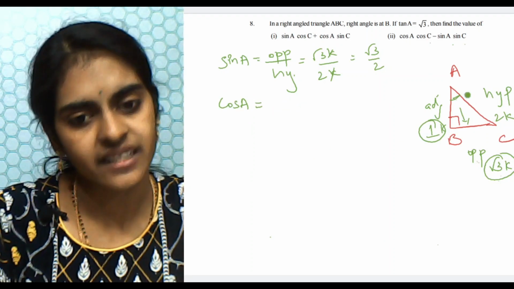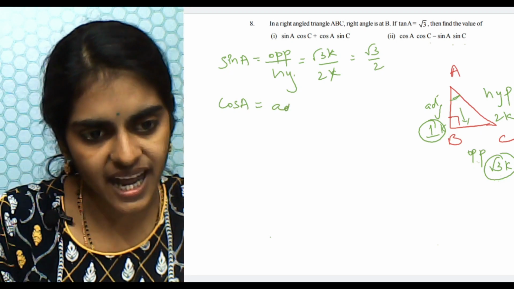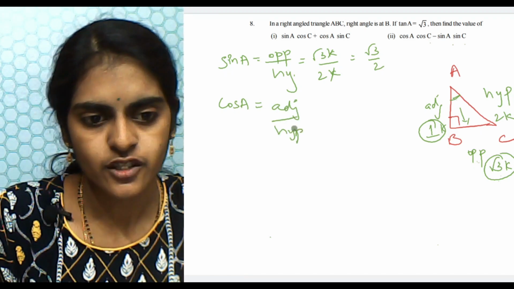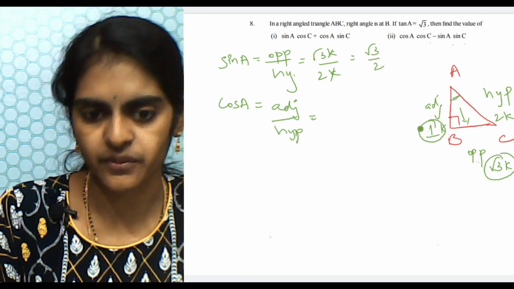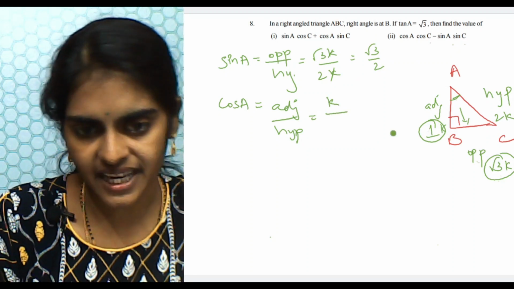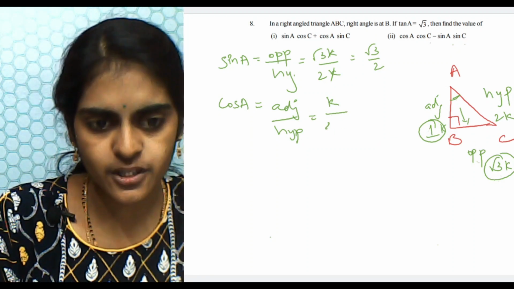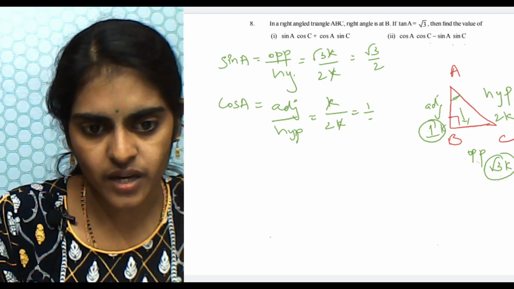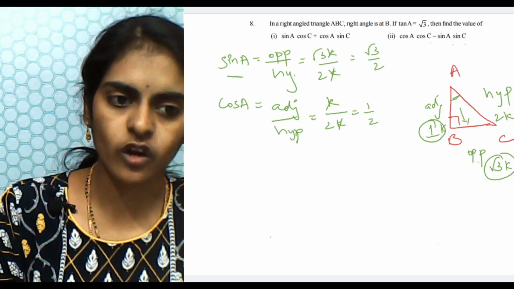Cos A, how will I get it? Cos A is nothing but adjacent by hypotenuse. The adjacent side of angle A is this one. So it is 1K, that is K, divided by hypotenuse 2K. K and K get cancelled. So it is 1 by 2. Clear? So you got cos A, you got sin A.